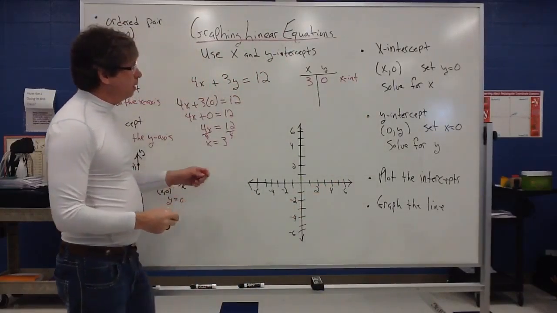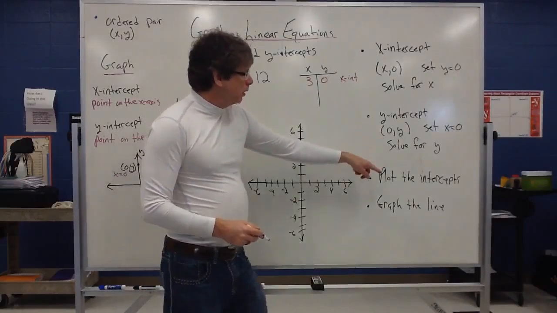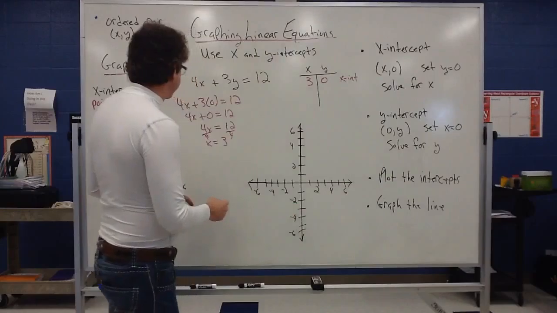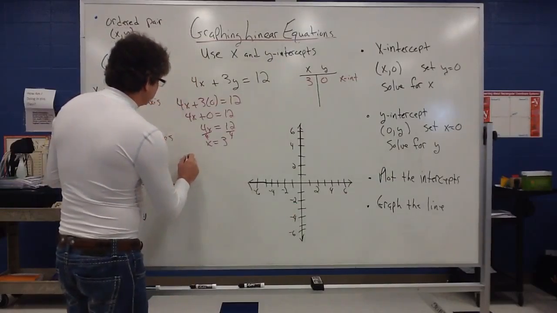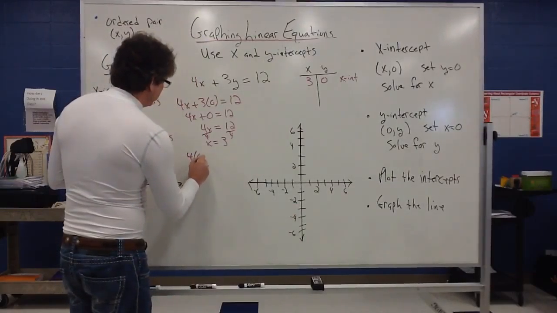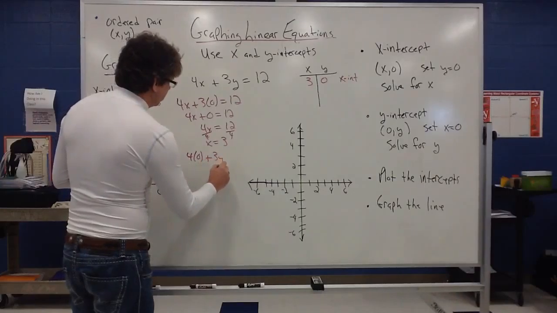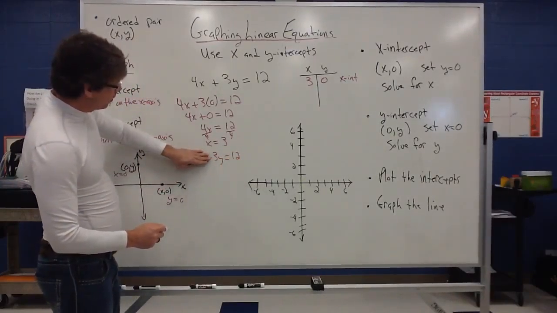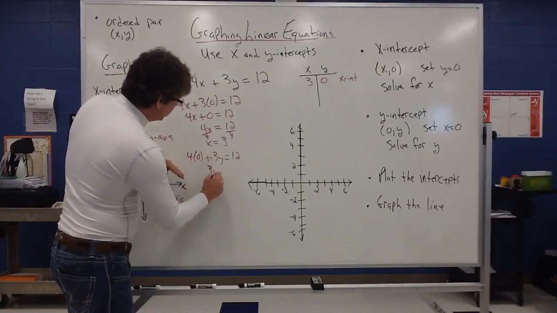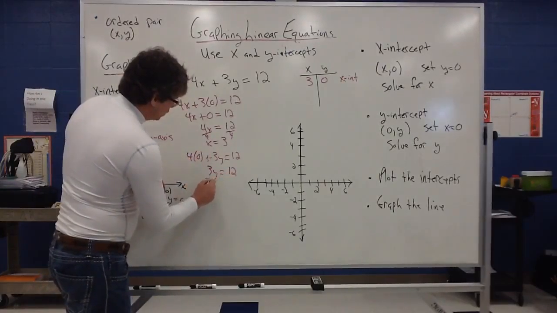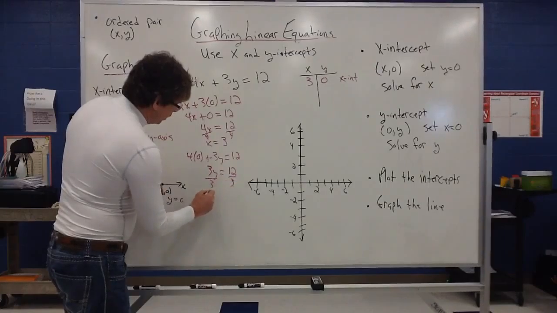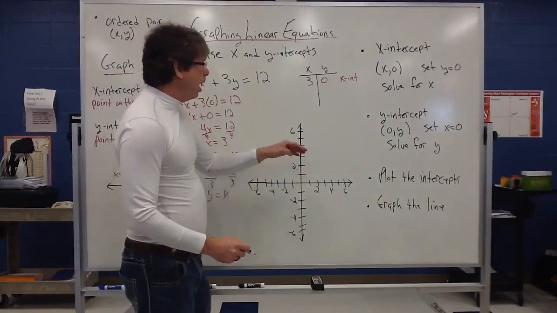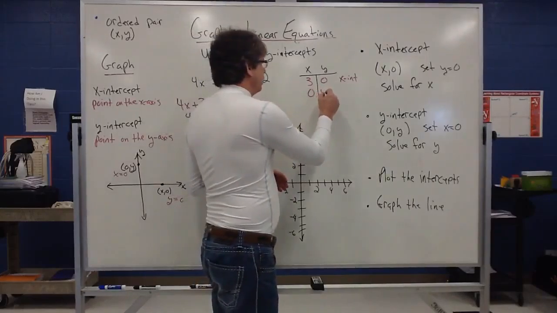Now if I want to find the y-intercept, I'm setting x equal to 0, and I'm solving for y. So I'm going to substitute in 0 for x. 4 times 0 plus 3y is equal to 12. And we pick up on that this term is just going to fall out of the problem. So all I really have is 3y is equal to 12. Divide each side by 3, and y would equal 4. So my y-intercept, therefore, is going to be 0, 4.